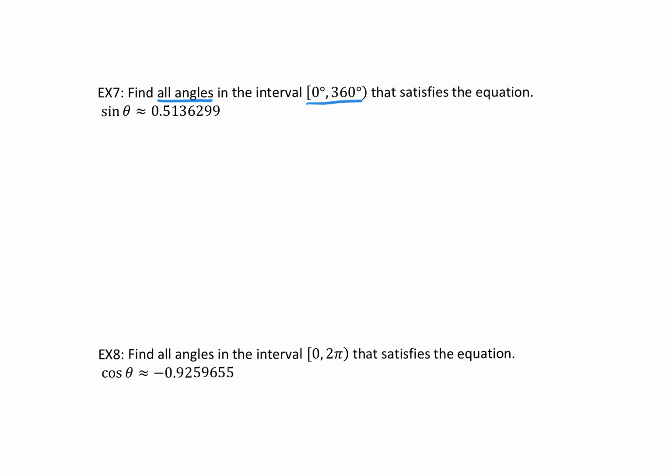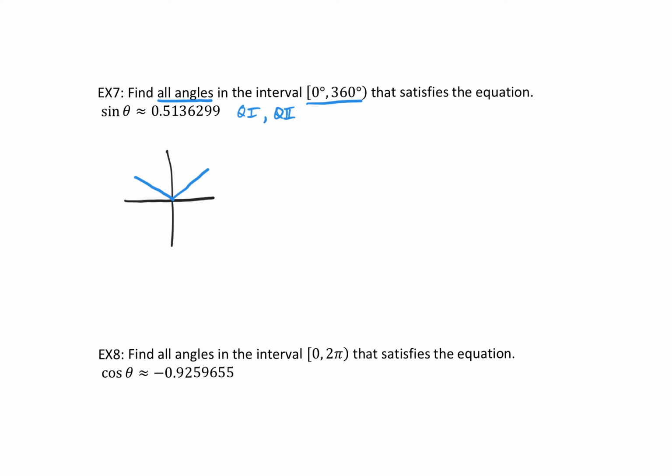0.5136299. Okay. So again, sine is positive. I know I'm in quadrant 1 or quadrant 2. And these are just from 0 to 360, so I'm just going around once. That tells me I'm going to have 2 angles, something in quadrant 1 and something in quadrant 2. I don't know the exact value because the 0.5136299, I have no idea what that is. All I know is it's positive, so I know what quadrant I'm in, and I should get 2 answers.